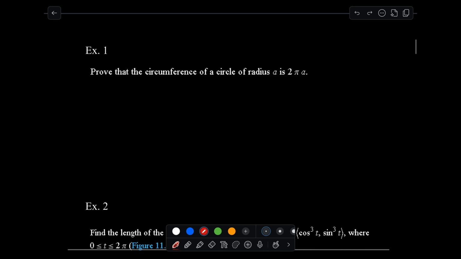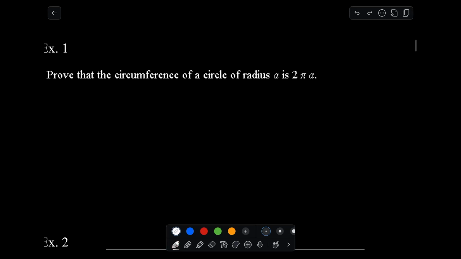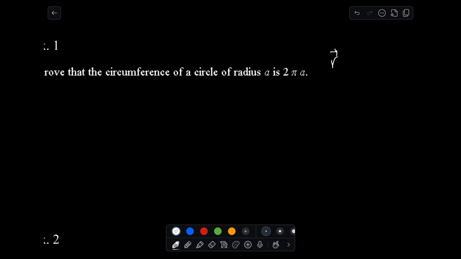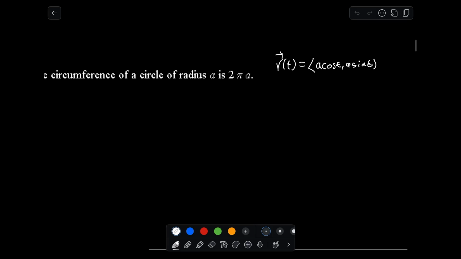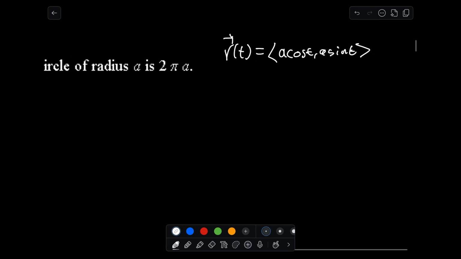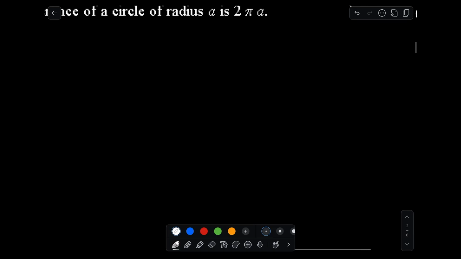It is proving that the circumference of a circle of radius a is 2 pi a. This one's pretty straightforward. Feel free to pause the video if you want to try this on your own. Just go right into it. Just say that r of t is this, a cosine t, a sine t, not parentheses, but a bracket like that. And then t is an element from 0 to 2 pi. And then we go into our integration.